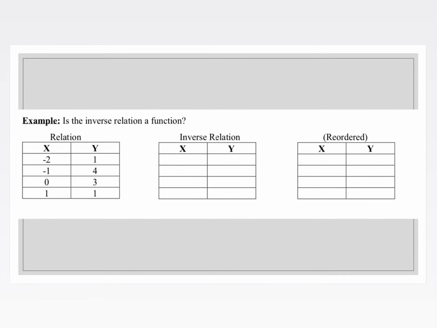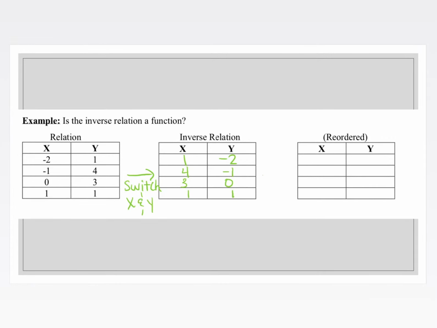Now let's look here. Is the inverse relation a function? So we initially have our relation. We have -2 to 1, -1 to 4, 0 to 3, 1 to 1. So what we're going to do is switch x and y. So instead we have 1 goes to -2, 4 goes to -1, 3 goes to 0, and 1 goes to 1.